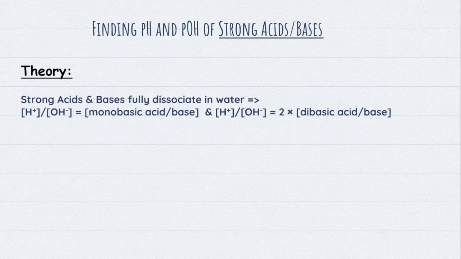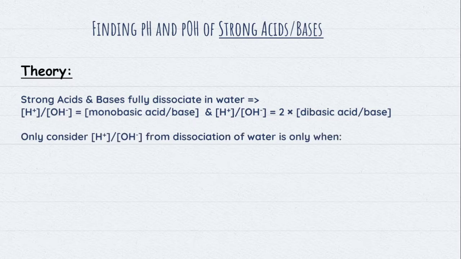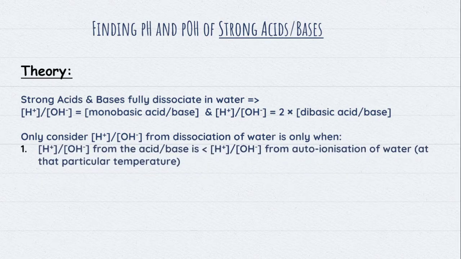Likewise, if you're looking at sulfuric acid or barium hydroxide, dibasic acids or bases, the concentration of H+ or OH- will be twice the concentration of the acid or base used. One more thing. We have learned that water undergoes autoionization, and it produces its, quote-unquote, own H+ and OH-. We need to consider that in our finding for pH and pOH of strong acids and bases. Not all the time, but there is a chance.